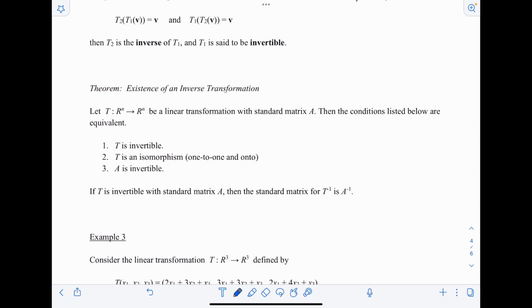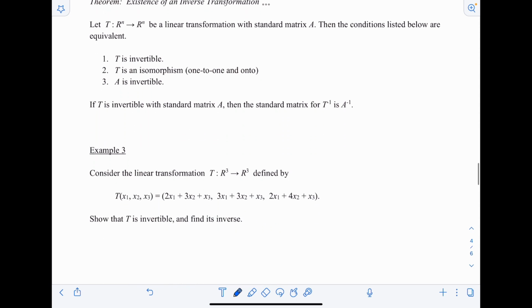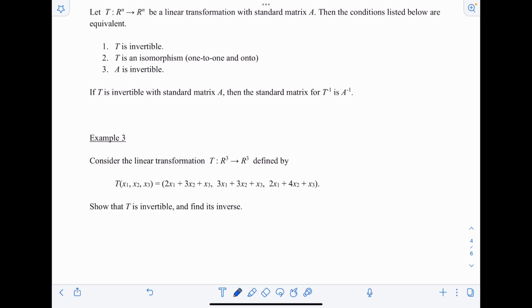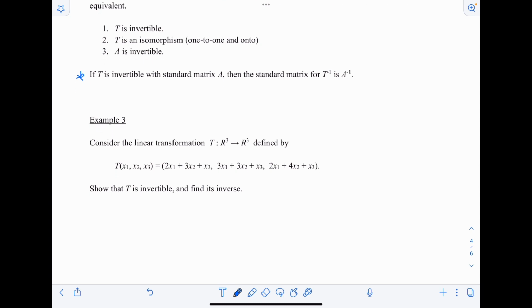All right, so putting this together, we're going to take the linear transformation mapping R3 to R3, defined again by the following. Show that T is invertible and find its inverse. Okay, so it says above, if T is invertible with standard matrix A, then the standard matrix for T inverse is A inverse. So what we're going to do is find A. So again, A is just going to be, in this case, 2, 3, 1, 3, 3, 1, and 2, 4, 1.